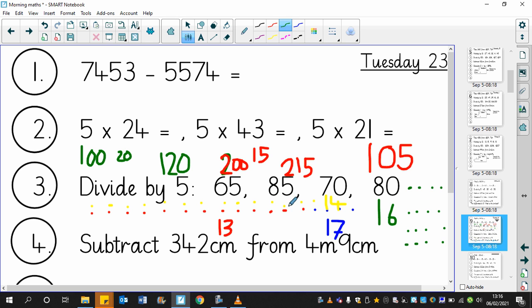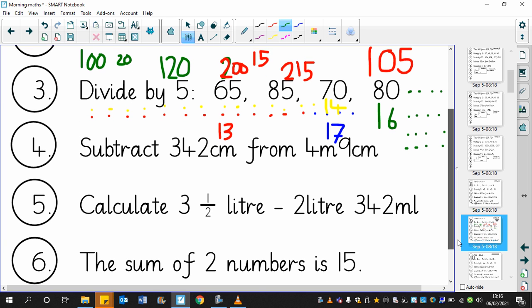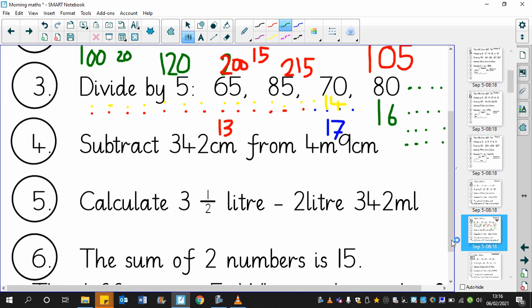Okay, now look at 70 divided by 5 is 14. 7, 14. See how that connects? And look at 80 divided by 5, 8 and 16. So what's 90 divided by 5? 9, 18. Okay. Right, subtract 342 centimeters from 4 meters and 9 centimeters.